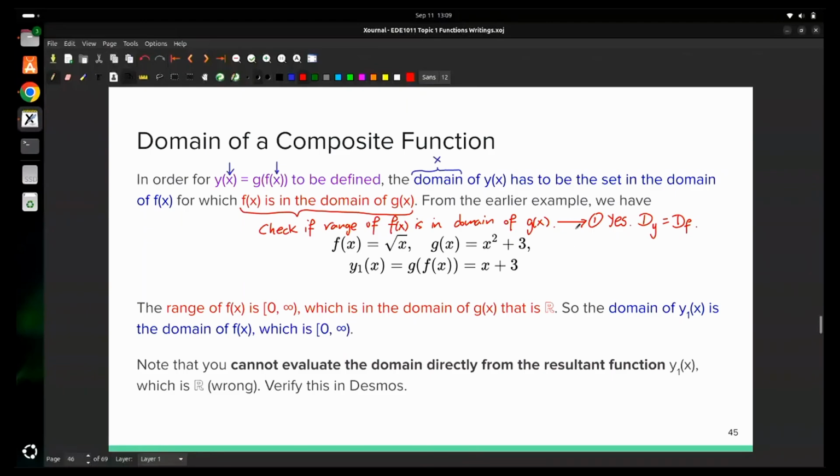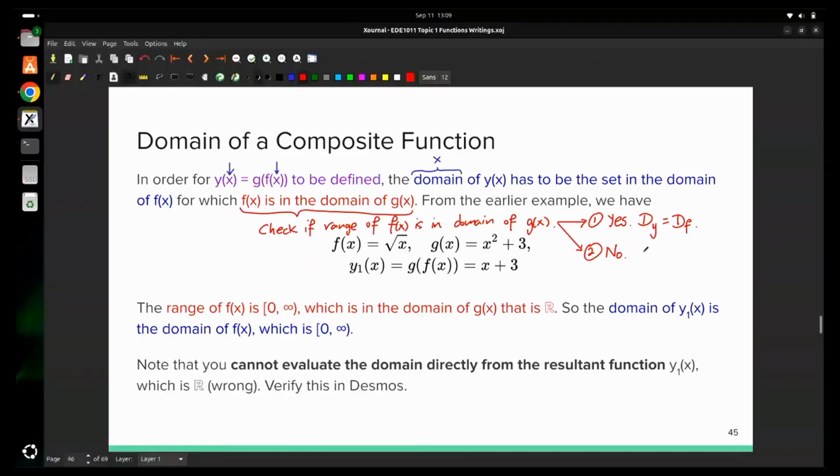Then what about if no? So second condition, no. Okay, so what does no mean? No means the range of f exceeds the domain for g. That means some part of f values is outside the domain for g. So g cannot be defined. So what do we have to do? Constrain the range of f to the domain of g.